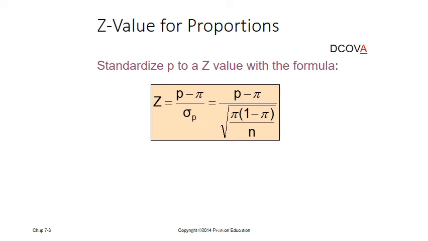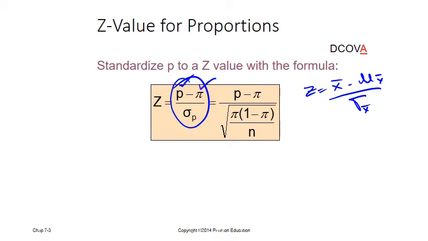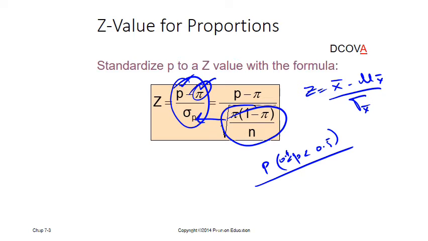So the formula in case of proportion will be, before the formula was x bar minus mu x over sigma x bar. Now the formula will become like this. You will be given p, you will be given population proportion, and if you are given this pi, you can easily calculate sigma p by using this formula. And the question will be, what is the probability that p is less than 0.5 or greater than 0.4, like before we used to have. So then we will use this formula, convert it into z scale.